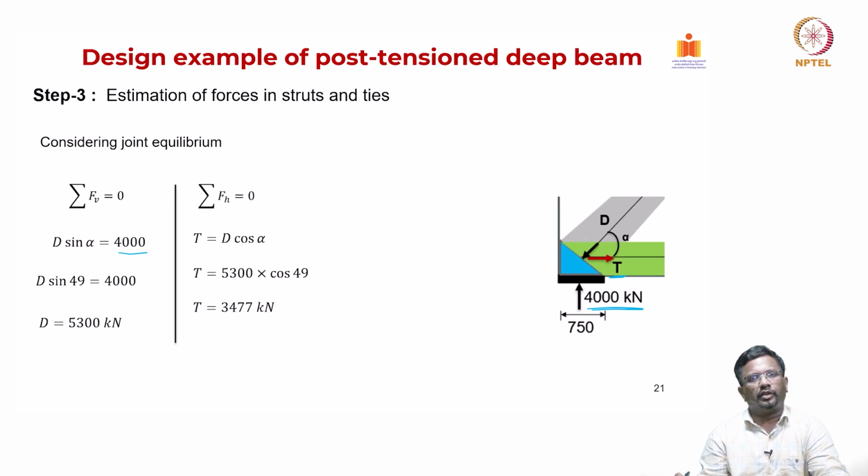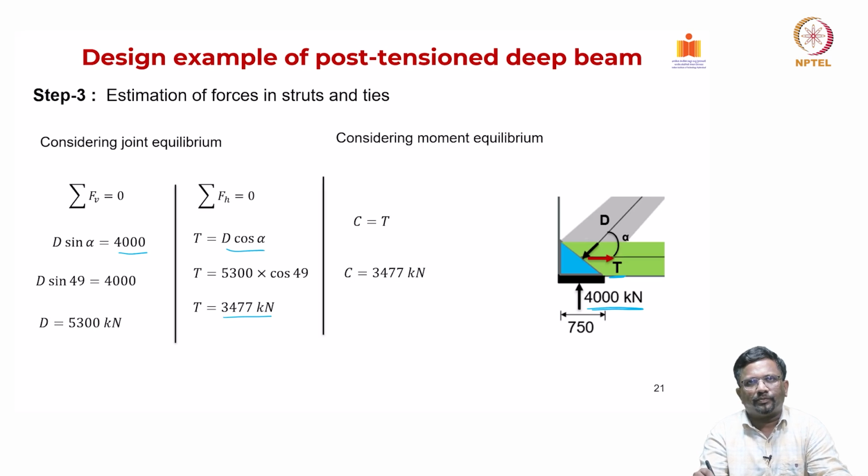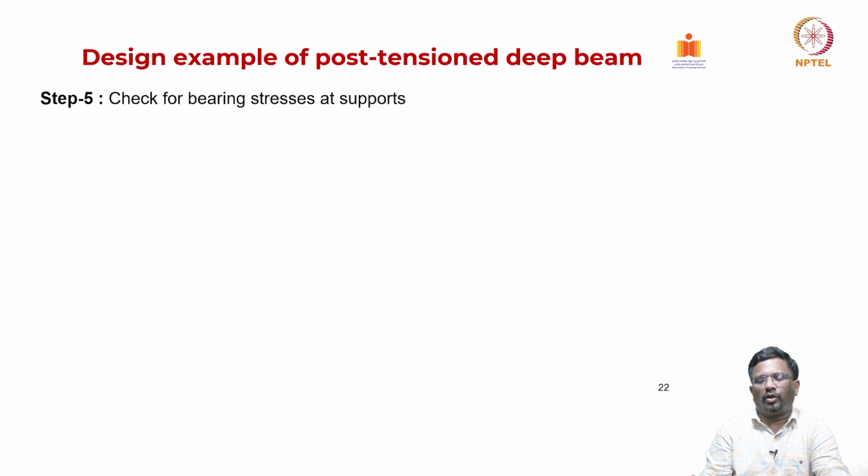If I take horizontal equilibrium, tension will be equal to D cos alpha, which works out to be 3477 kilonewton. Now, of course, compression should be equal to tension. So, the compression force at the top strut is equal to 3477 kilonewton again. Right. So, we have found out all the forces. Now, we formed the geometry of the truss inside the deep beam, ensured that it satisfies the geometry requirement, and we have also found out the forces.